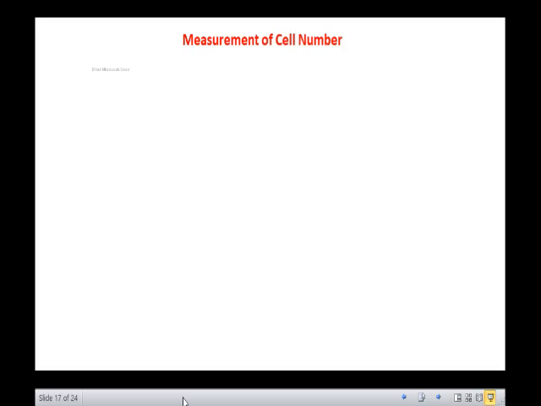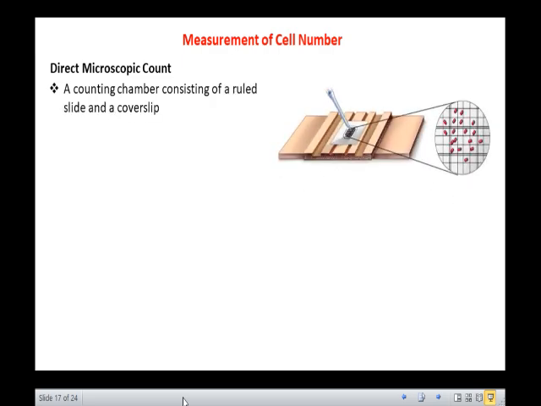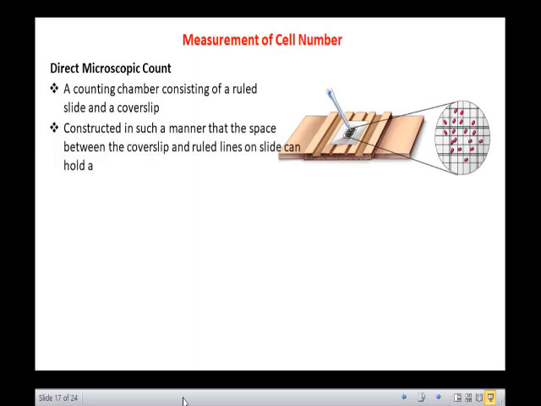The first method is direct microscopic count. One of the simplest methods of determining the number of microorganisms is by direct counting. In this method, a counting chamber consisting of a ruled slide and a cover slip is employed. It is constructed in such a manner that the space between the cover slip and ruled lines on slide can hold a small and known volume of the sample.